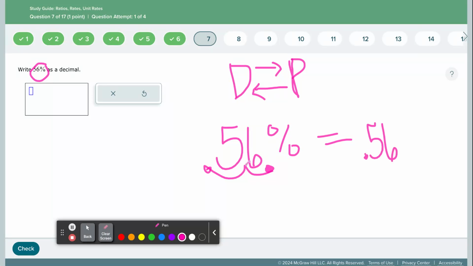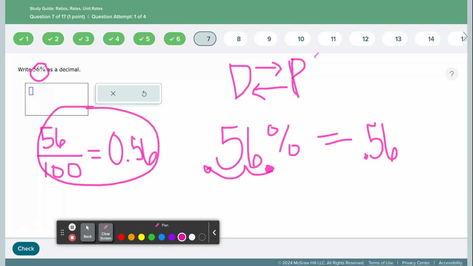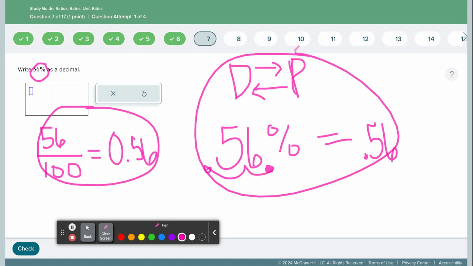The other way, if you're like, I don't really remember DP, I can always remember percents are out of 100, right? So this literally means 56 out of 100. That's what 56% means. Well, as soon as I read this out loud, it says its decimal name, okay? 56 hundredths is written as 56 hundredths. Ta-da! So if this is how your brain works, go for it. If DP is how your brain works, go for it.